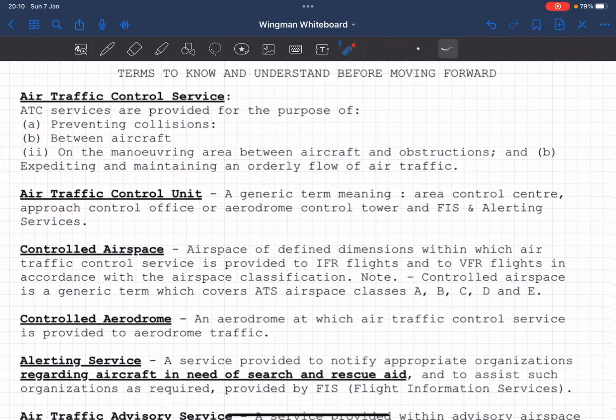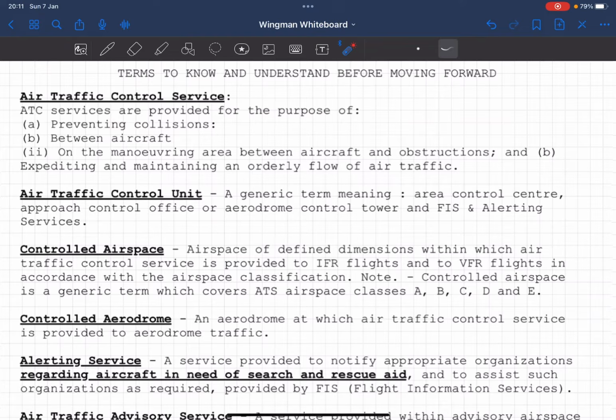So what are the two objectives again? The two objectives are: A, to prevent collisions. Collisions between whom? Collisions between two aircraft, on ground, in air. Or it could also mean to prevent collisions between an aircraft and an obstruction on the ground, or another vehicle on the ground in the maneuvering area, or another aircraft on ground. So all kinds of collisions that can happen, their objective is to prevent those collisions.